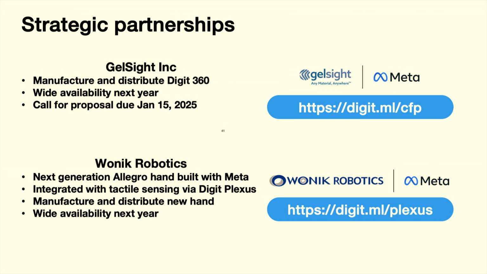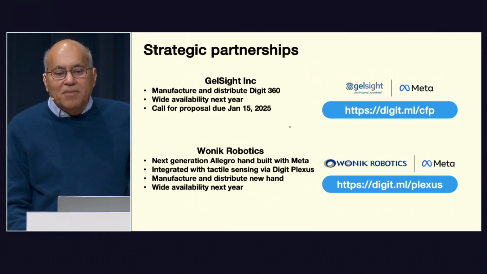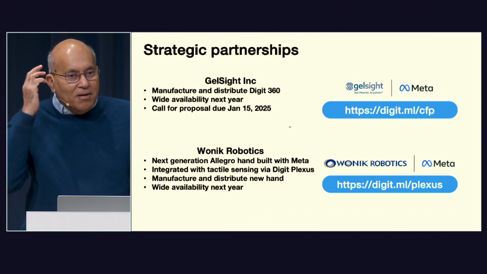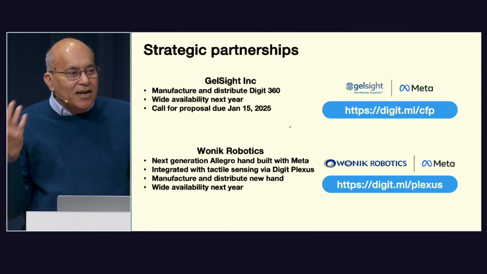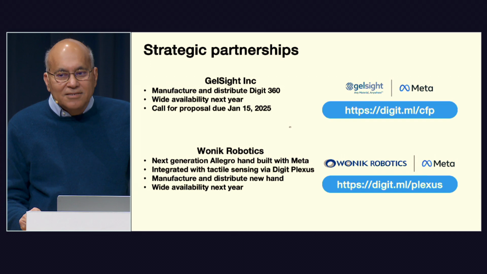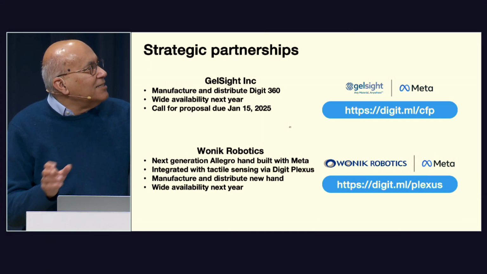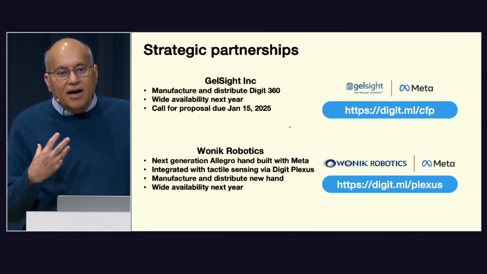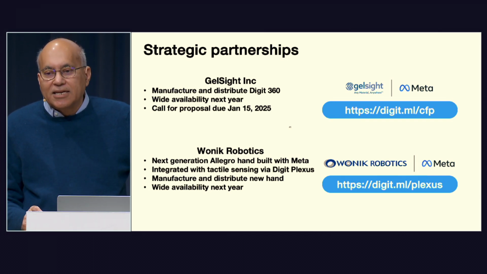So we are trying to make life easier. When I say we here, I mean Meta. In collaboration with GelSight, there will be manufacture and distribution of Digit 360. We are going to have a mechanism by which academic groups can apply and get this. And then there's a deal with Vonik Robotics, the makers of Allegro, where the hand will be equipped with tactile sensing.